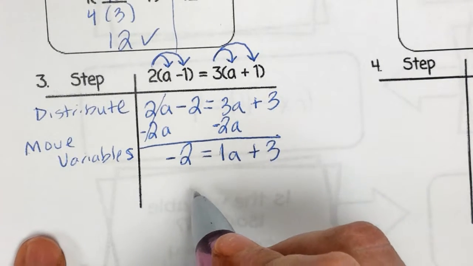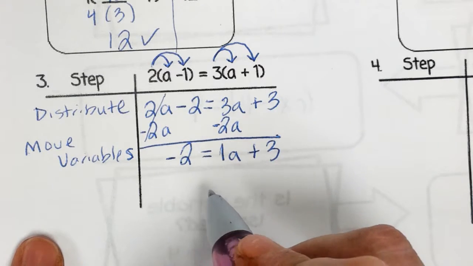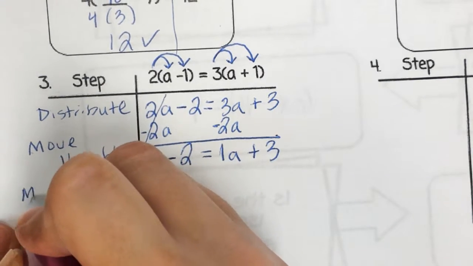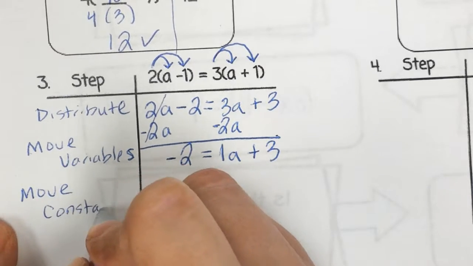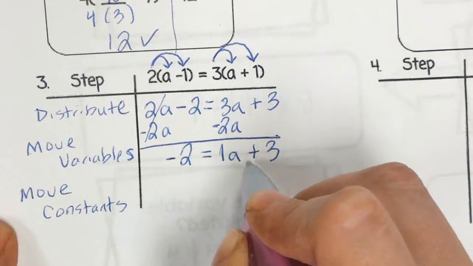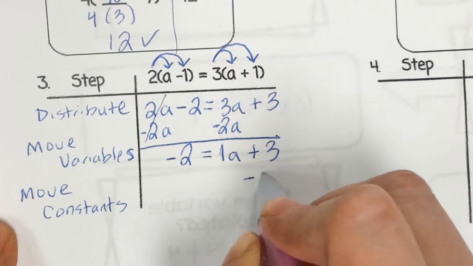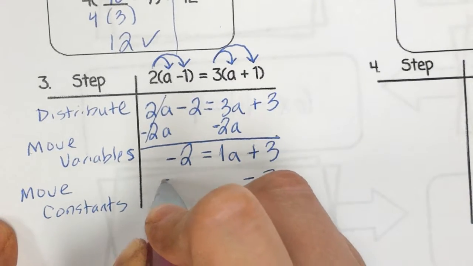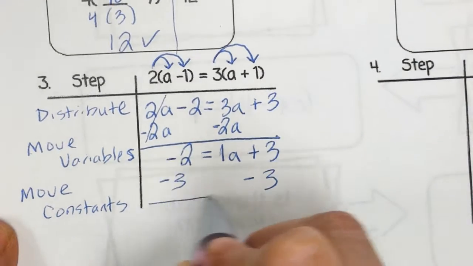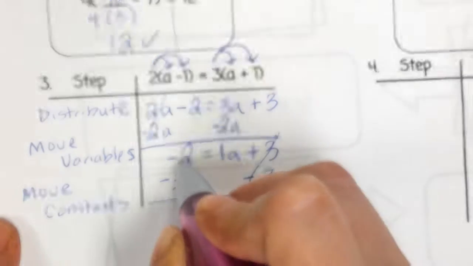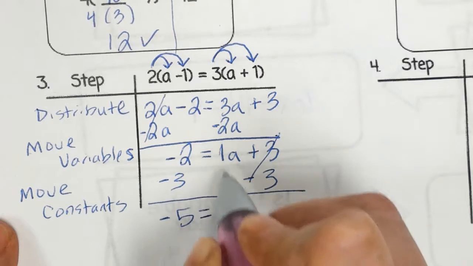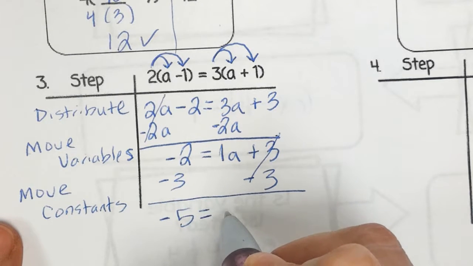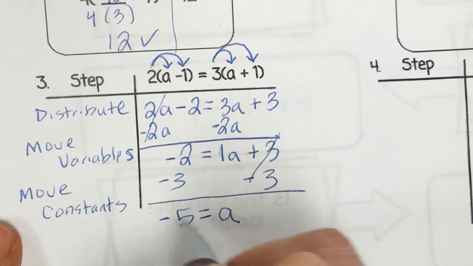Next, I move what? Constants. So I need to move the 3. I'm going to subtract 3. Negative 2 minus 3 is negative 5. And I can put negative 5 equals 1a, or I can just say negative 5 is equal to a.